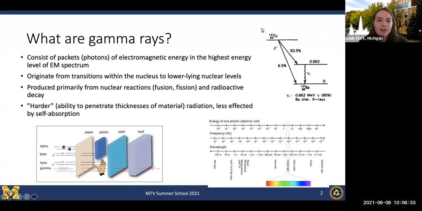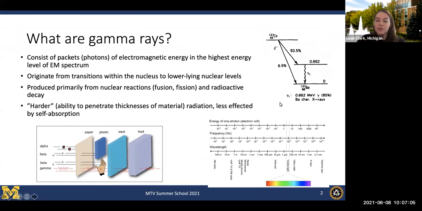So let's start off again with some review of what gamma rays actually are. Gamma rays consist of packets, and I'm going to be calling them photons or gamma rays throughout the rest of this lecture, of electromagnetic energy in the highest energy level of the electromagnetic spectrum that we can see down here. The gamma rays fit down in this area, where their frequency is about 10 to the 19 hertz, and their wavelengths are about 0.1 nanometers.